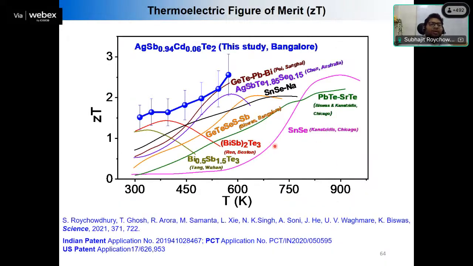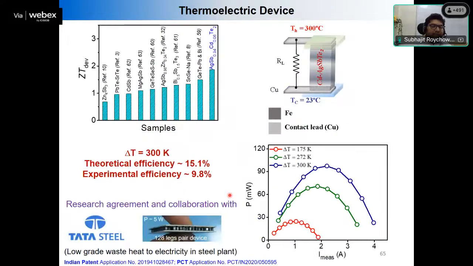And then we compare where we belong with respect to the world. You can see our material outperforms all other materials from the low temperature to mid temperature region. And then we fabricated the thermoelectric device in our lab, which gives an indication of around 10% conversion of heat to electricity.